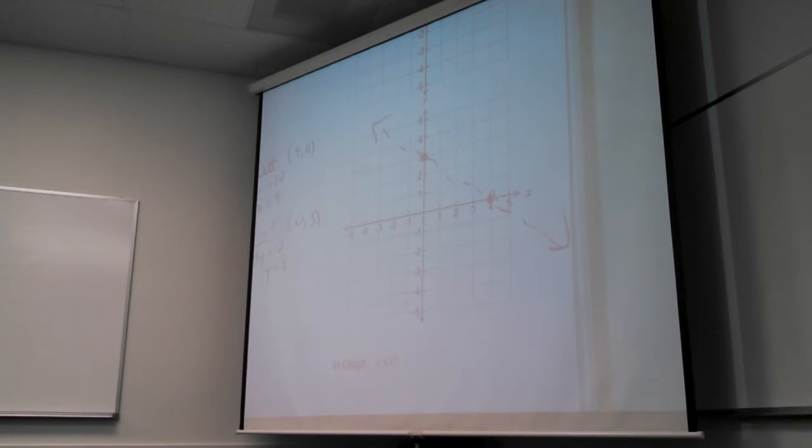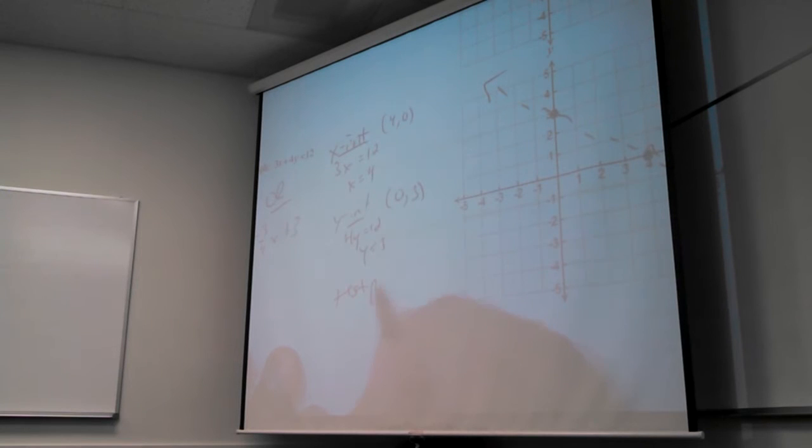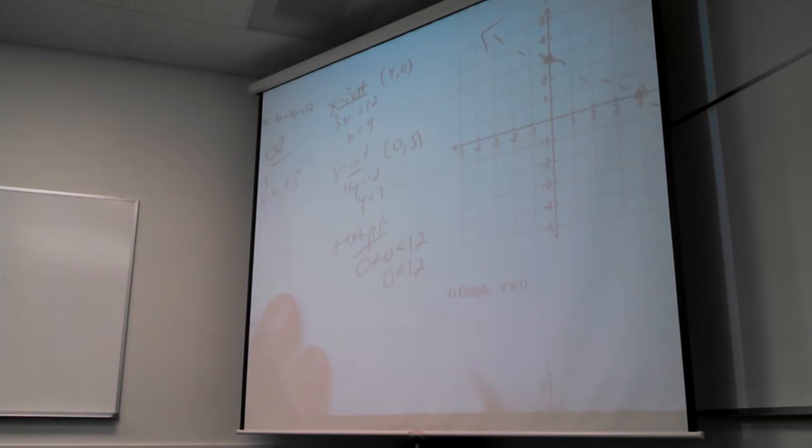But one side or the other does work. So if I use a test point, I plug a 0, 0 in, I get 0 plus 0 less than 12. Is that true? Yes, 0 is less than 12. So this worked, so all the points on this side work.